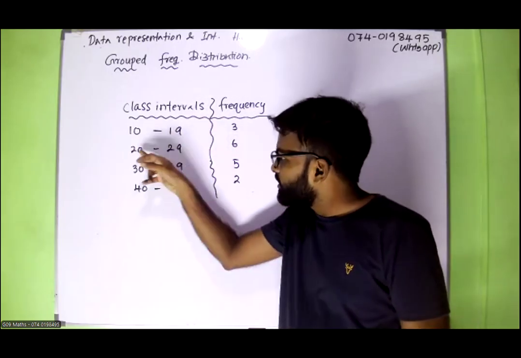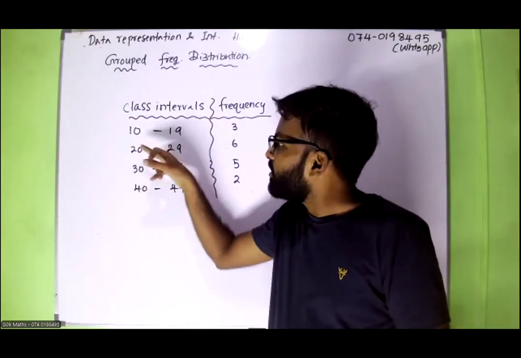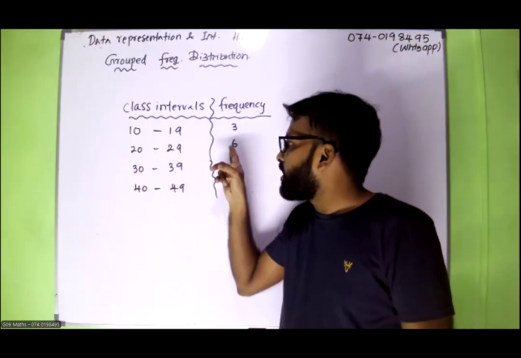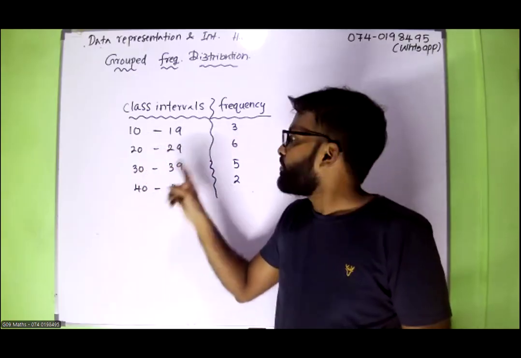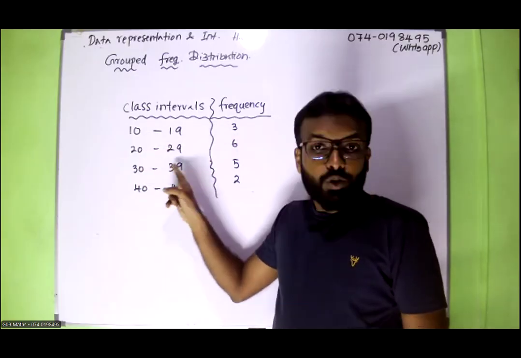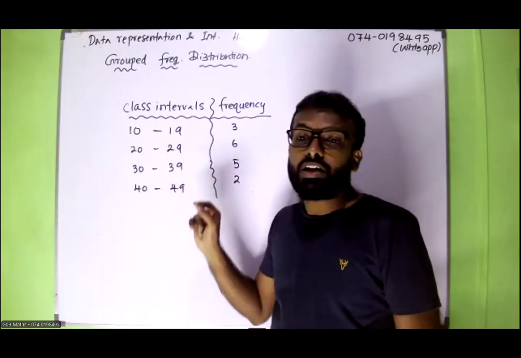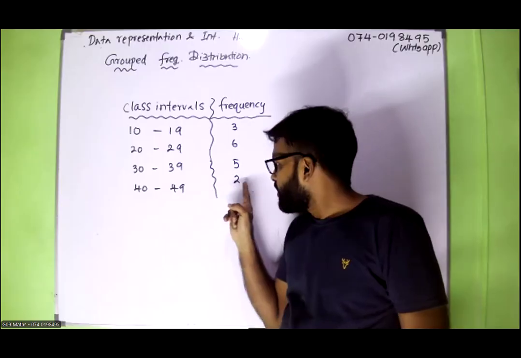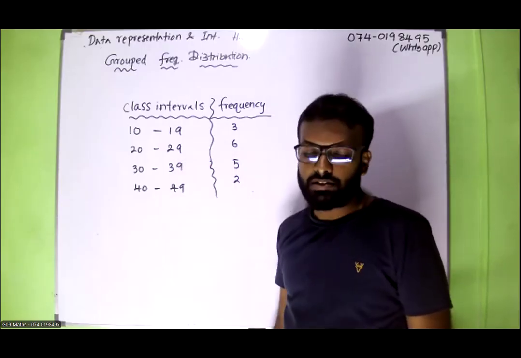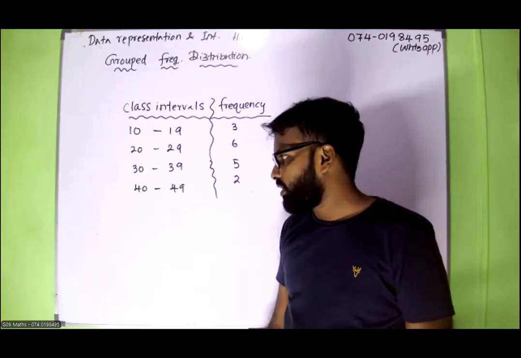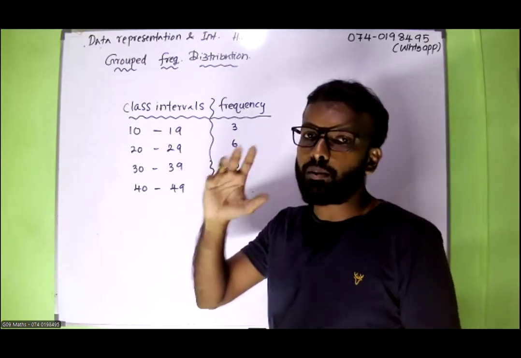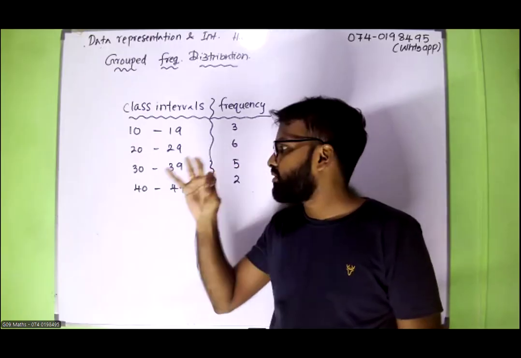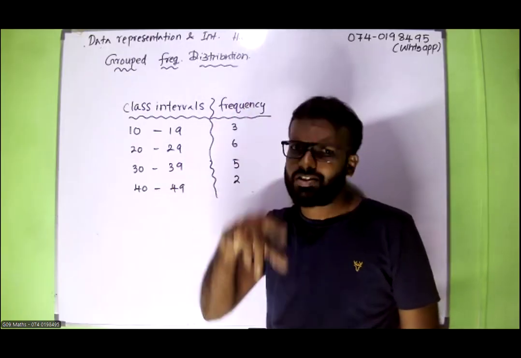So in the class interval from 20 to 29, there are 6 values included. From 30 to 39, 5 values are included. From 40 to 49, 2 values are included. That is the quick recap that I want you to understand. That is what we did last week, correct?